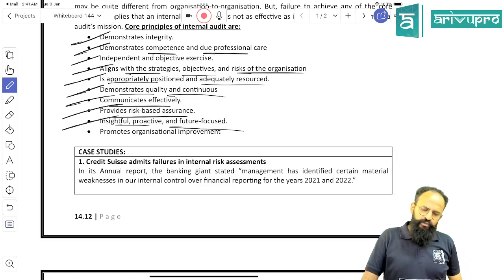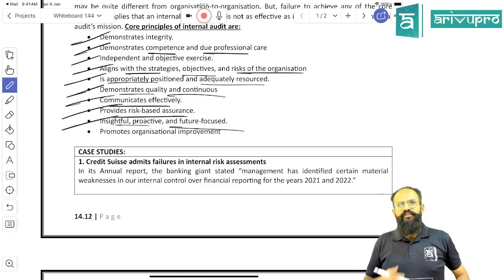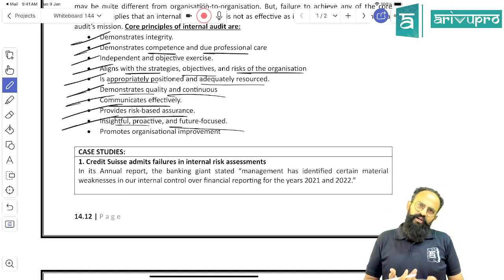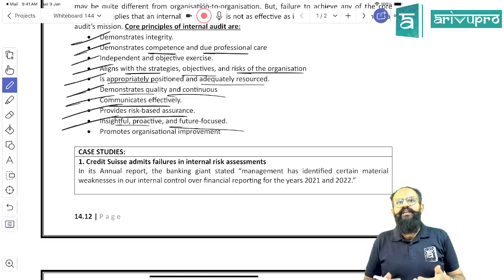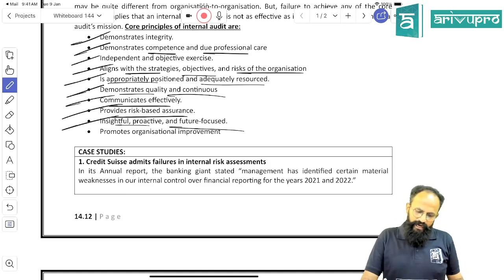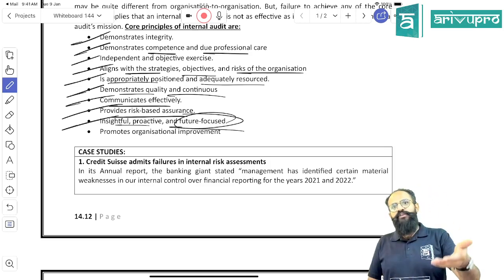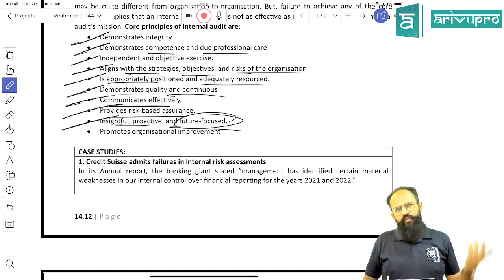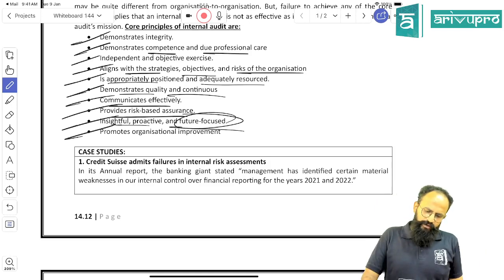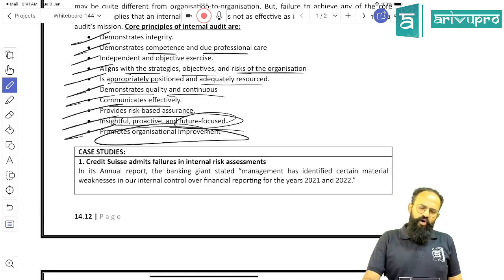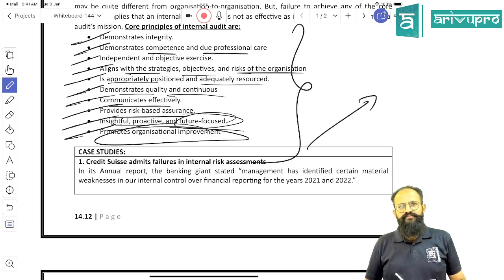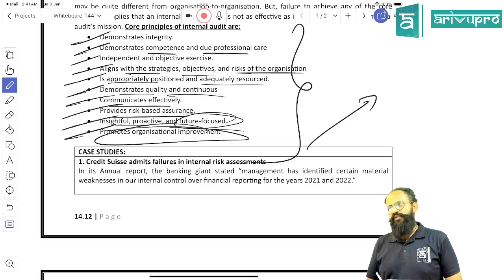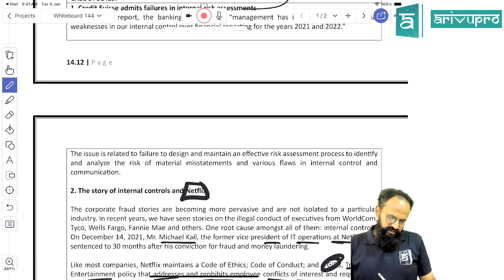Insightful, proactive and future focused. Insightful and proactive means you have to go for it. Don't expect someone to come and ask you whether you will do it or not. And insightful means whatever information you are giving should be meaningful and helpful. And future focused, it should help in the future. Don't just give a post-mortem report. What will I do with it? Next one, promotes organizational improvement. End of the day, what is the core principle of internal audit? It should help you somewhere, right? Your organization has to improve over a period of time. Yes or no? Yes.